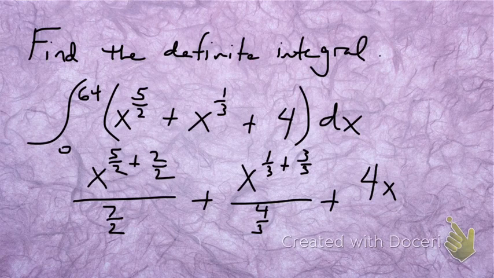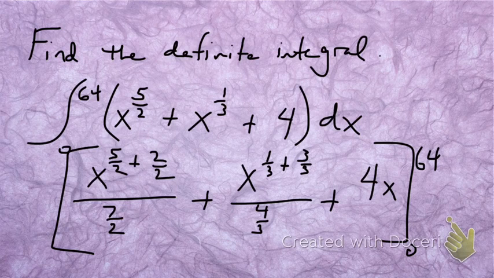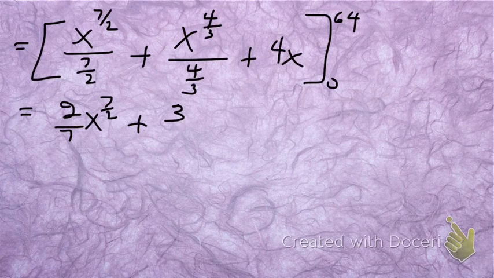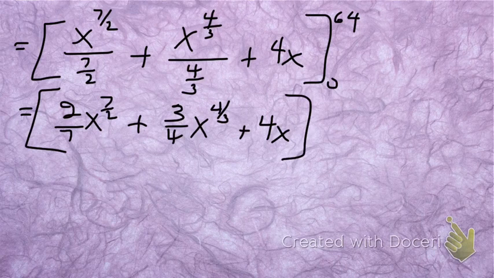Okay, so we're going to work on cleaning this up and eventually checking it out from 0 to 64, but still mostly clueless. Simplify a little bit. Okay, dividing by 7/2 is the same as multiplying by the reciprocal. That's 2/7. X to the 7/2 is either on the side or in the numerator. Divided by 4/3 means times the reciprocal, 3/4 of that x to the 4/3, and we've got 4x. I don't know what other simplifying to do, so we're going to go ahead and plug in 0. After we plug in 64, we'll subtract.